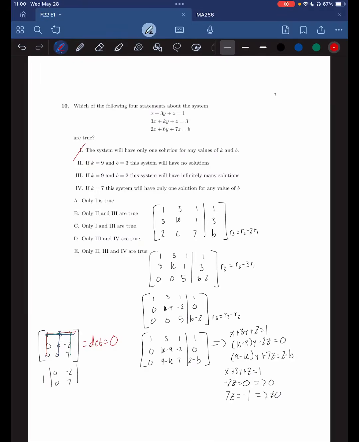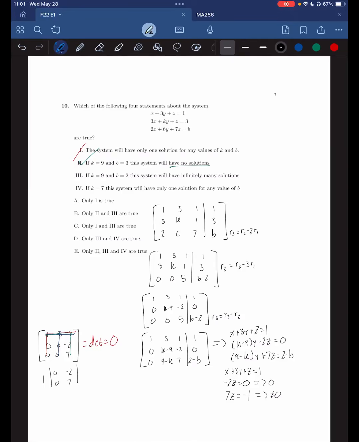No, sorry, I'm saying there is no solution. So 2 is true. This says no solutions when k is 9 and b is 3. So yes, 2 is true. If k is 9 and b is 2, the system will have infinitely many solutions.